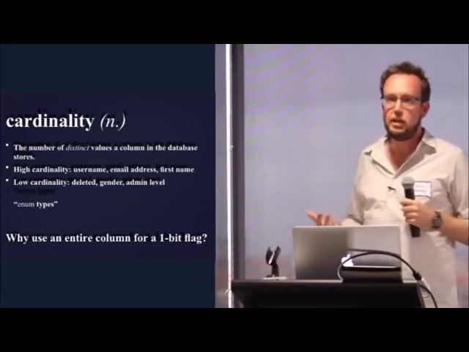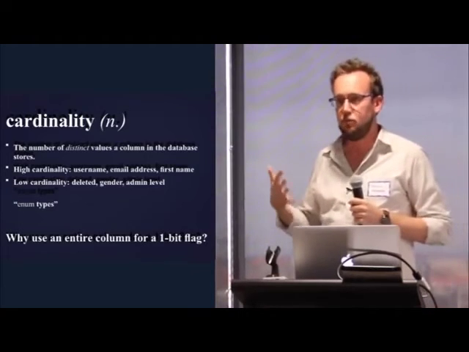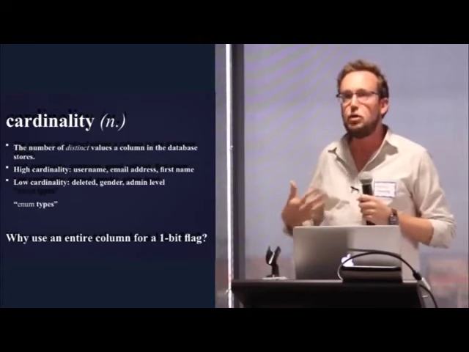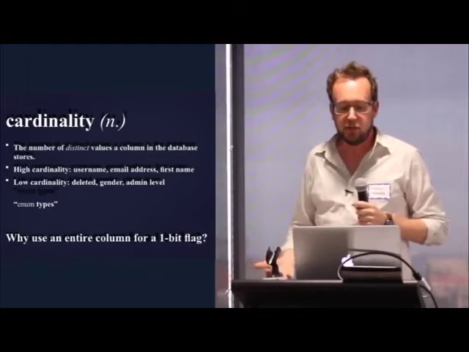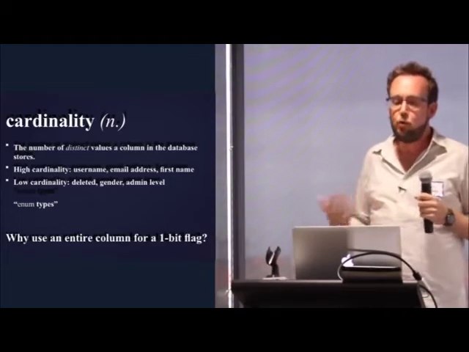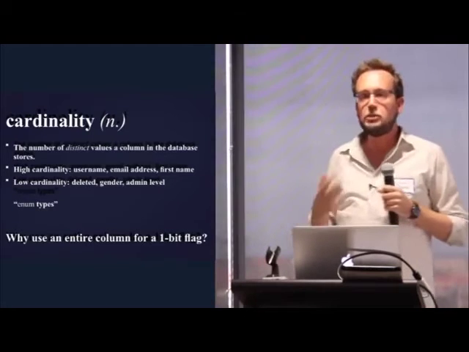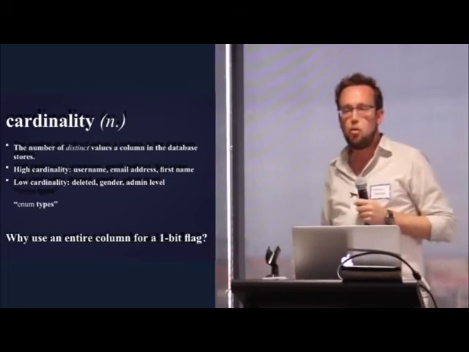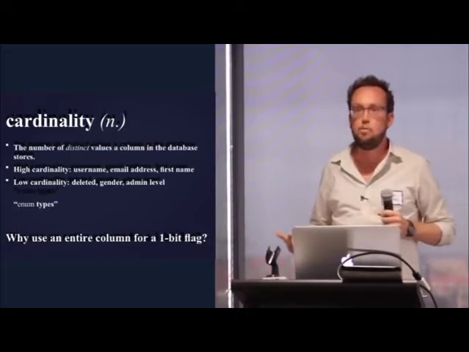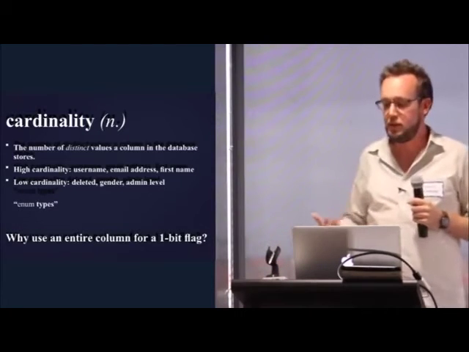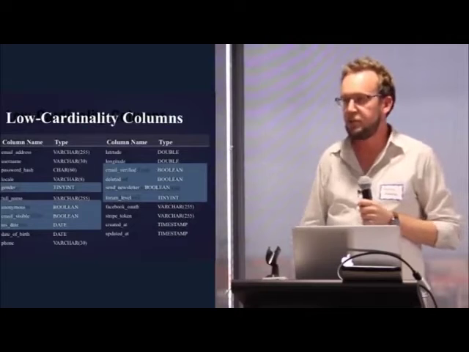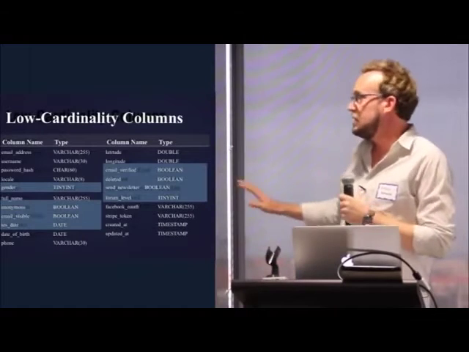Gender, let's take Facebook's gender thing, which I think is great. They have 27 different values for gender, but that's still pretty low cardinality compared to like 100 million users. There's also your admin level, maybe you have 4 admin levels. Those are all low cardinality columns. And one thing you can look at is we're almost always storing those as full columns. Why are we using an entire column for a 1-bit flag so that we can store in like 4 bits?